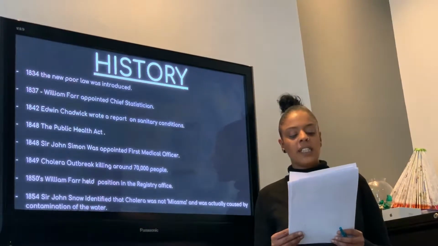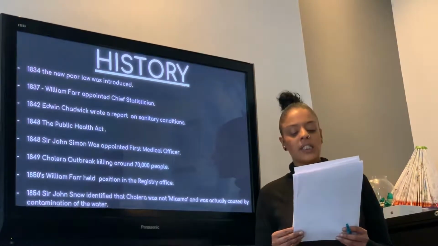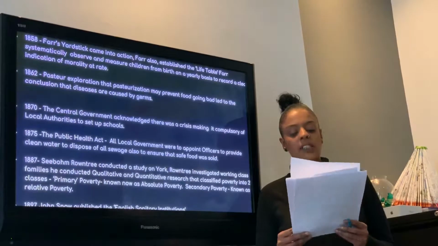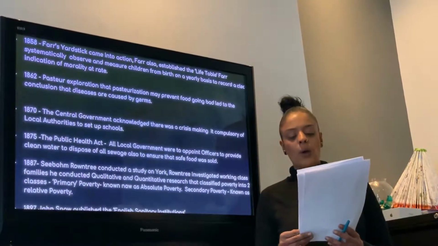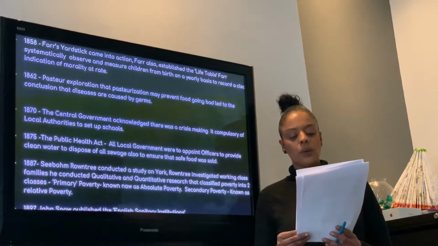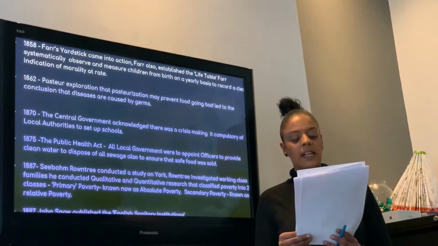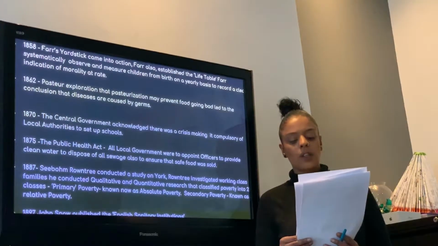In 1870, the central government acknowledged there was a crisis, making it compulsory for local authorities to set up schools. In 1875, the Public Health Act. All local governments were to appoint officers to provide clean water, dispose of sewage, also to ensure that safe food was sold. In 1887, Seaborn Rowntree conducted a study on York.